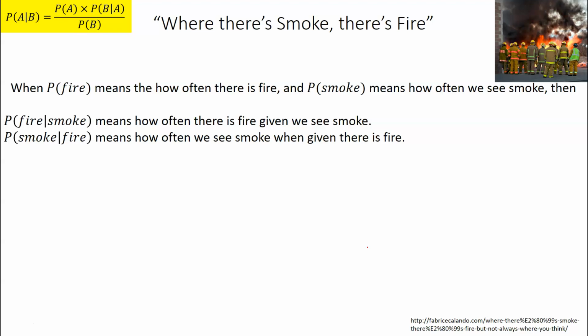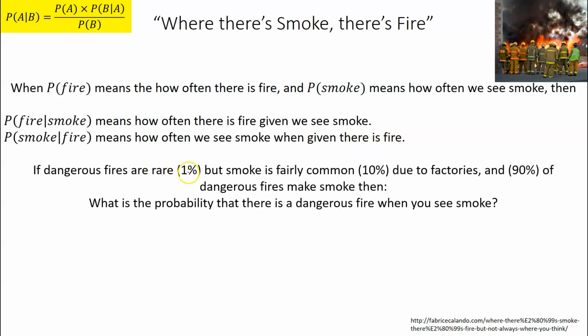So the probability of fire means that there is a fire. Probability of smoke, of course, means we see smoke. Well, then the probability of fire given smoke means how often is there a fire when we see smoke. Probability of smoke given fire means how often we see smoke when there is a fire. Okay? Here's some information. So far we can't calculate anything. You got to have some information to calculate using Bayes' theorem. If a dangerous fire is rare, so really what we're talking about here is a dangerous fire.